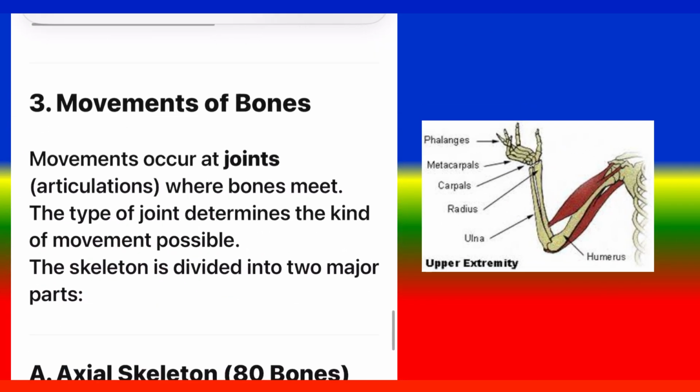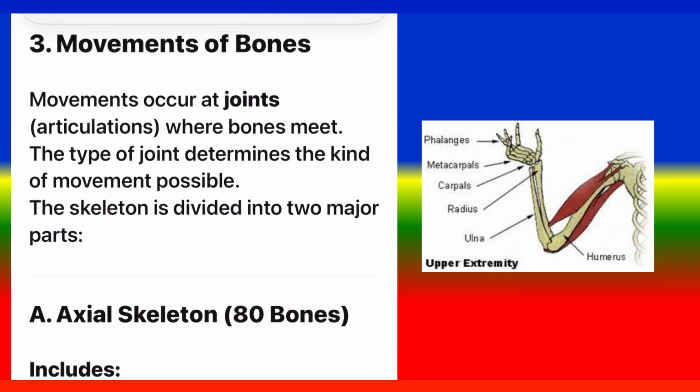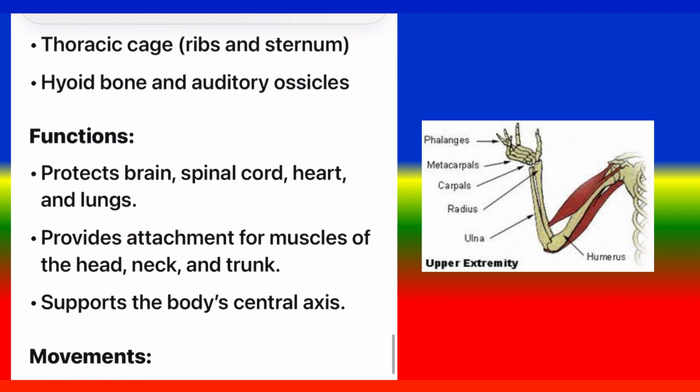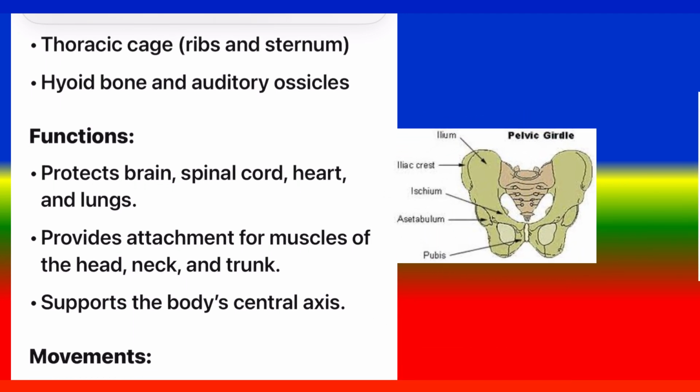3. Movements of bones. Movements occur at joints, articulations, where bones meet. The type of joint determines the kind of movement possible. The skeleton is divided into 2 major parts. A. Axial skeleton, 80 bones. Includes skull, cranium and facial bones, vertebral column or spine, thoracic cage, ribs and sternum, hyoid bone and auditory ossicles.